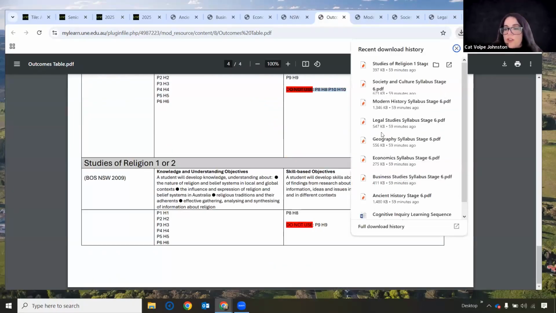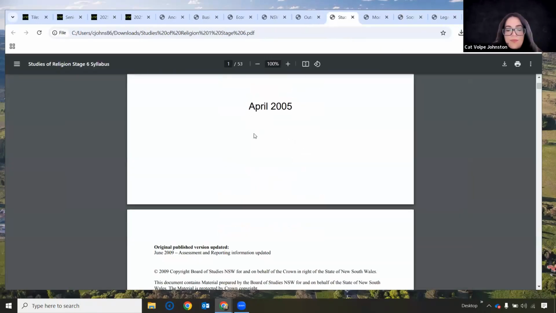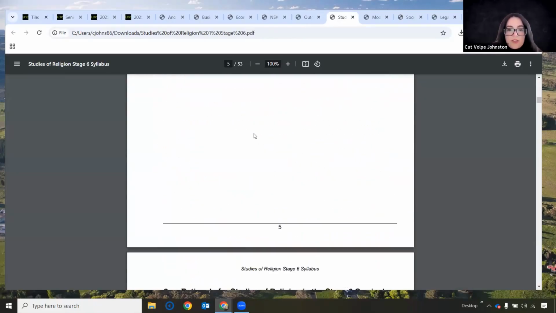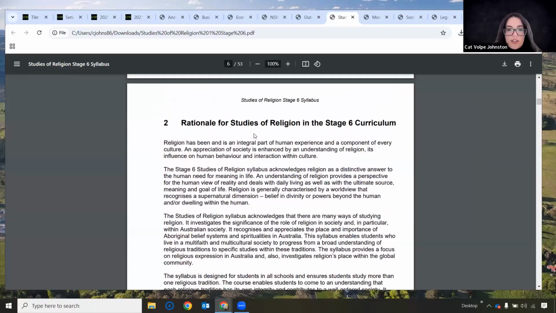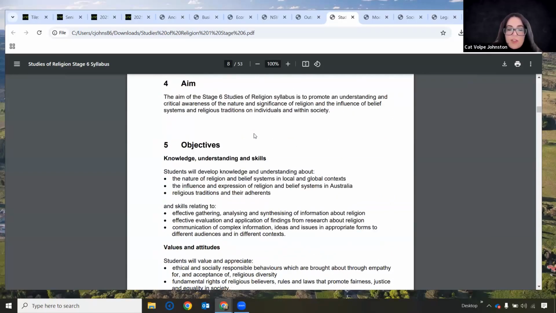All right, going on to studies of religion. All right, so this is an older one. Be good to see this one updated as well. Rationale, aim, and objectives.